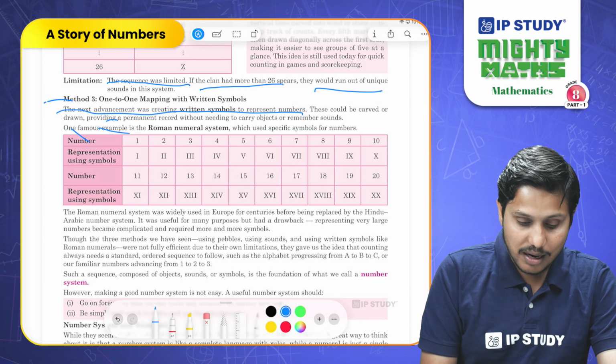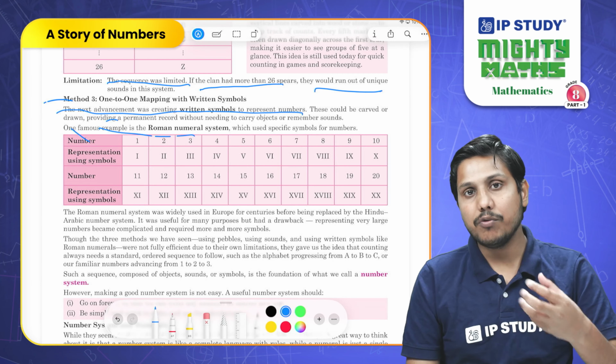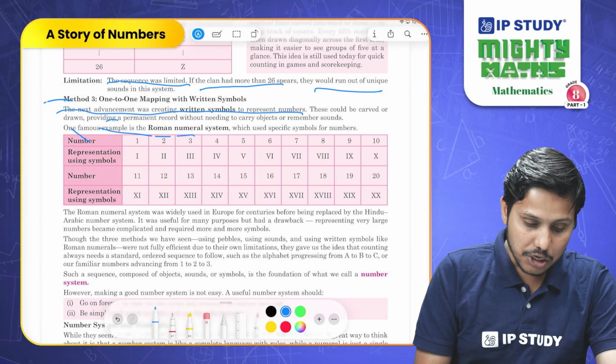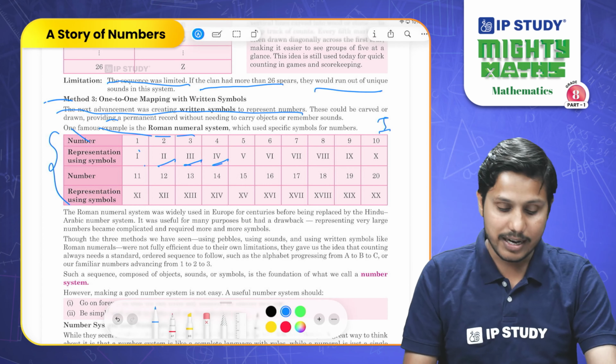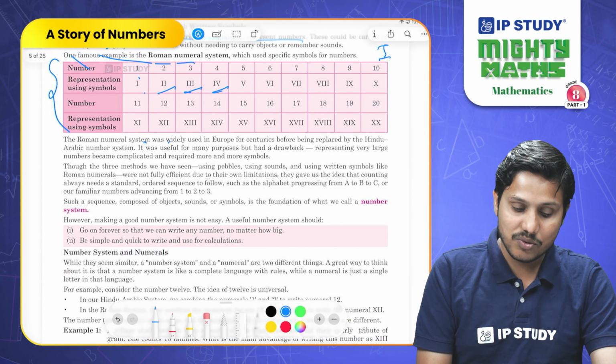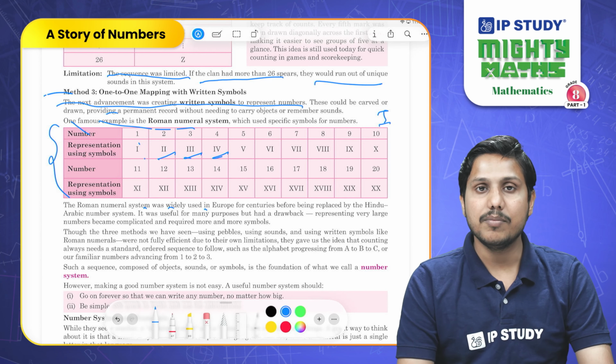One famous example is the Roman numeral system, which we often see today. So these are the examples of different numbers and their representation in Roman numerals that was used earlier. Like 1 is used like this, and 2 like this, 3 and 4, 5. They have some rules which we'll understand later on. The Roman numeral system was widely used in Europe for centuries. Later on, when Arabs spread Hindu-Arabic numerals to the world, it replaced the Roman numeral system that had been widely used at that time.